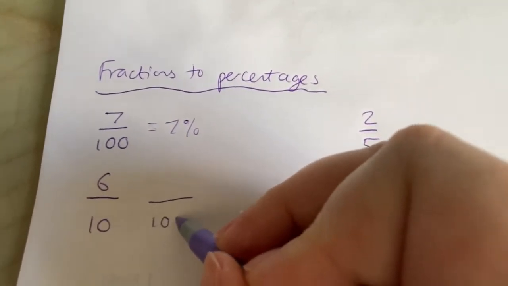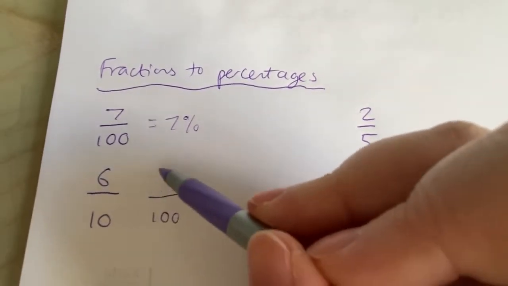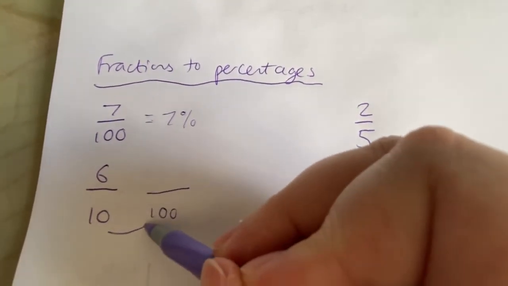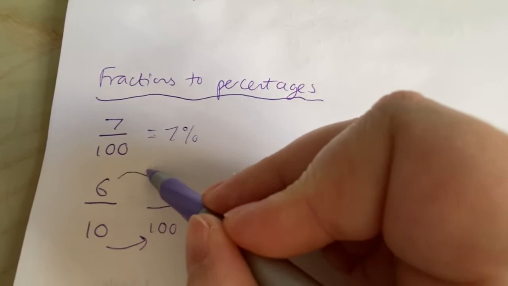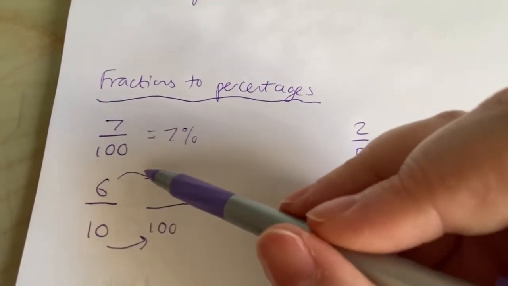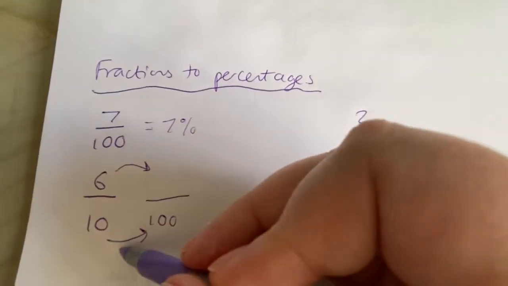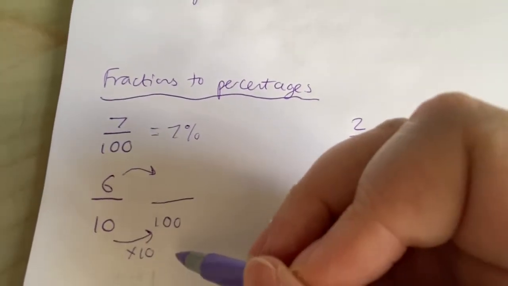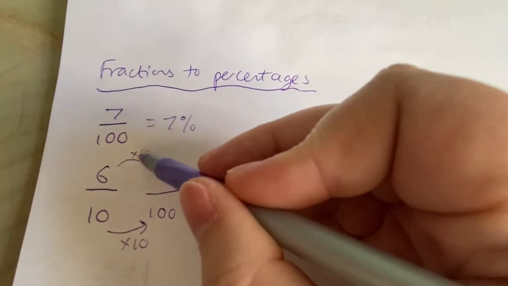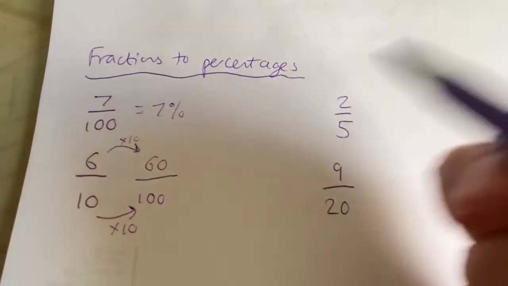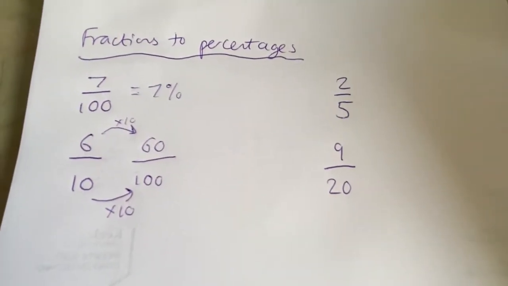So I know I want 100 at the bottom. So I want a fraction that's worth the same as 6/10 but expressed with 100 at the bottom. This is where our curly arrows come in. Remember, whatever I do to the top, I must do to the bottom. So in order to get from 10 to 100, I times by 10. So I must do the same on the top. 6 times 10 is 60. So now I've got 60 over 100, or 60 out of 100.